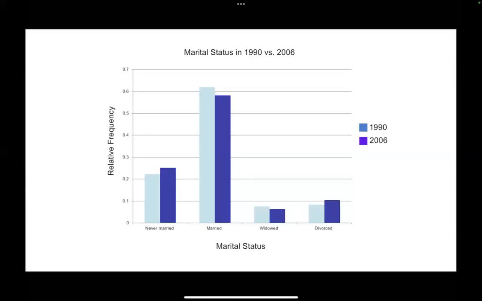I would love to see what 2020 looks like. It would be interesting to see more current information. I might have to look that up and use that in the future. But this is a side-by-side bar graph. Okay, moving on. So we're going to take a look at pie charts.